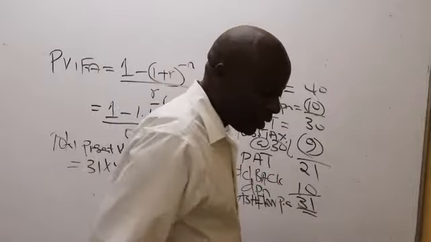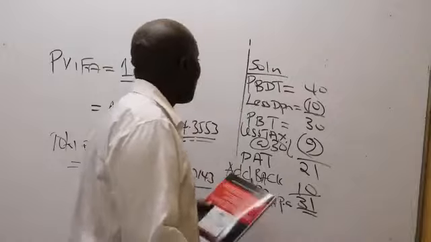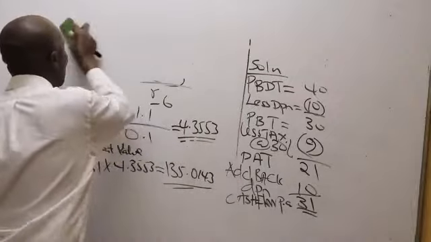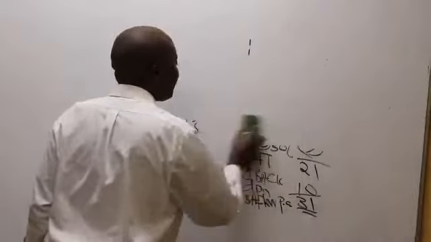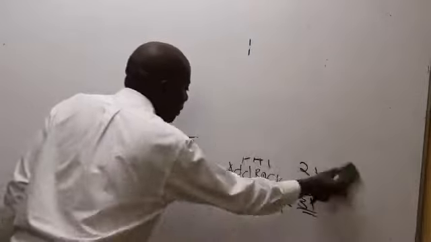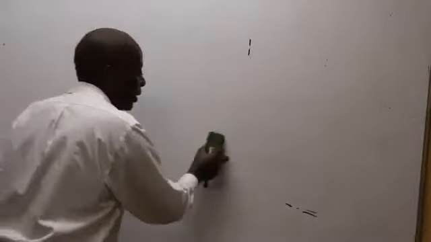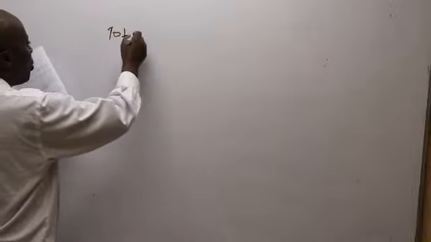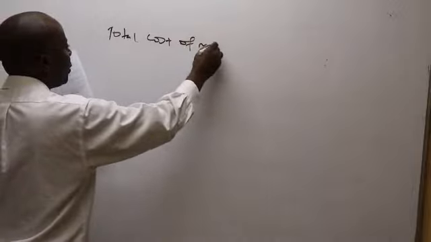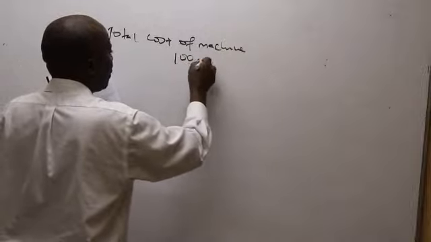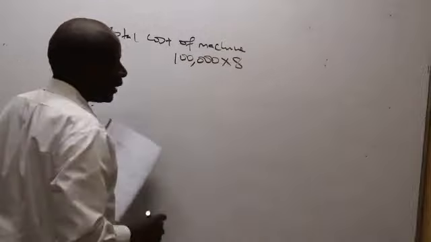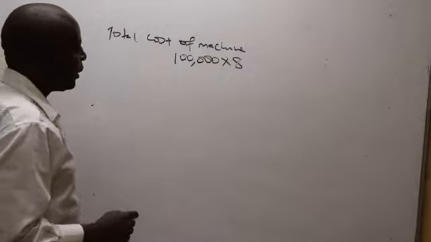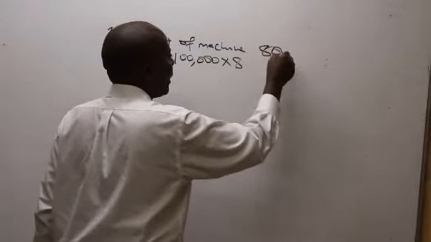Ladies and gentlemen, first of all, if I'm the one doing this question, I would want to get the total cost of the machine. These are low-hanging fruit. It's quite an easy thing to do. So come here and give us the total cost of the machine. Each machine will go for 100,000 and they are 8 in number. So 100,000 times 8 gives us 800,000.